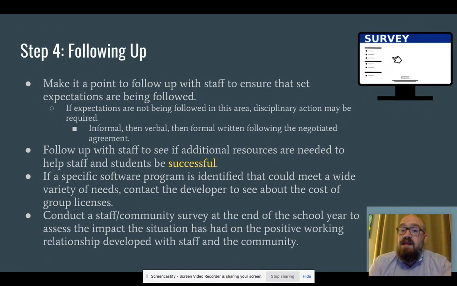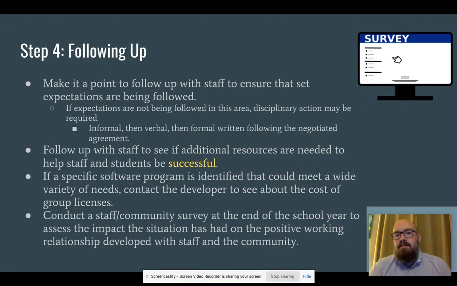If a specific software program is identified that could meet a wide variety of needs, we could contact the developer and see about the cost of a group license. And maybe it's a situation where one program can do the work of several. And so at that point, see, okay, what would that cost be for the building? And is that a feasible path to take?